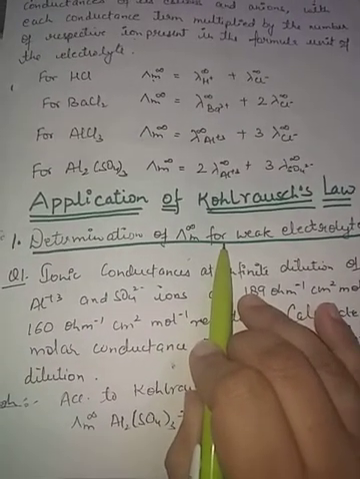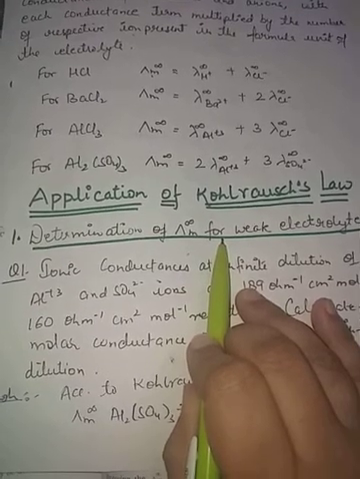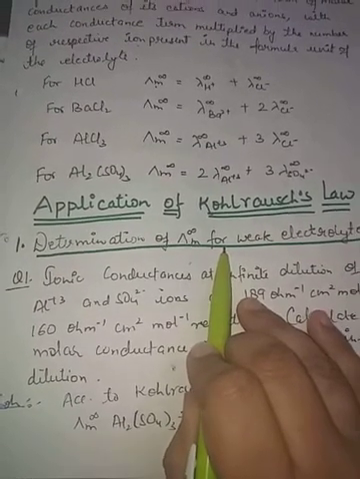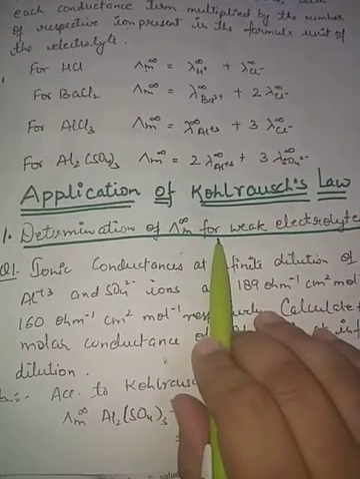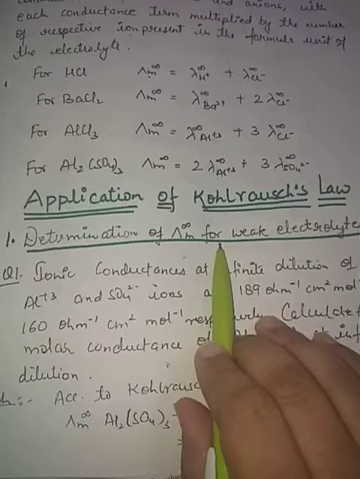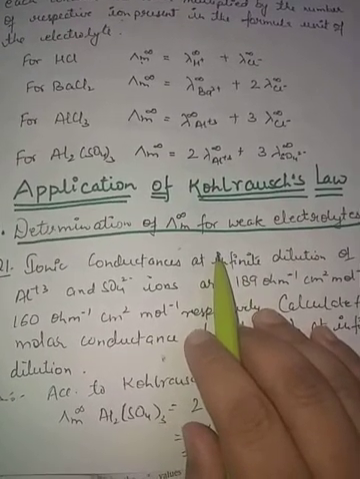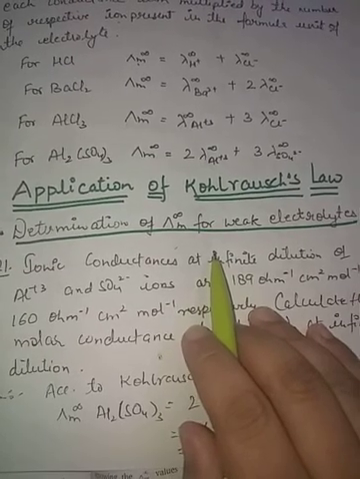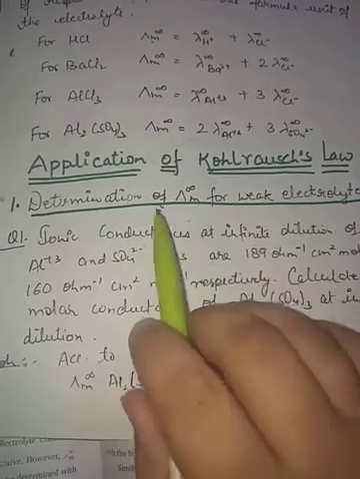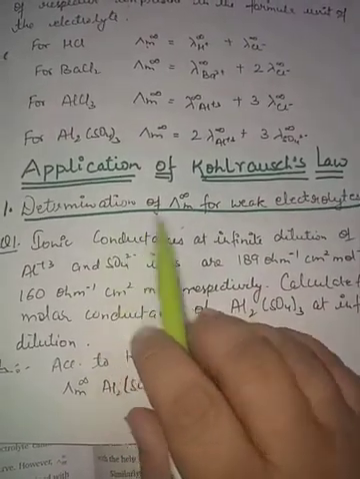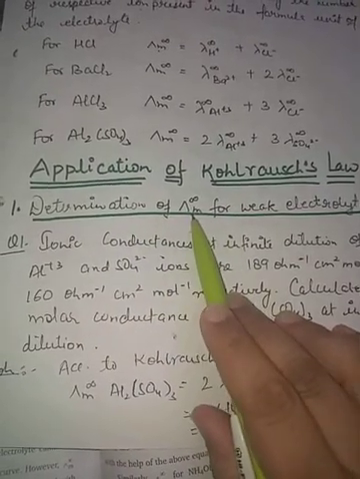As I've told you earlier also, it was difficult just by extrapolating the graph of molar conductivity and root C to calculate the molar conductivity of the weak electrolytes. So for this, Kohlrausch studied all the things, about the weak and the strong electrolytes both, and then he told the way to determine the molar conductance of the weak electrolyte.